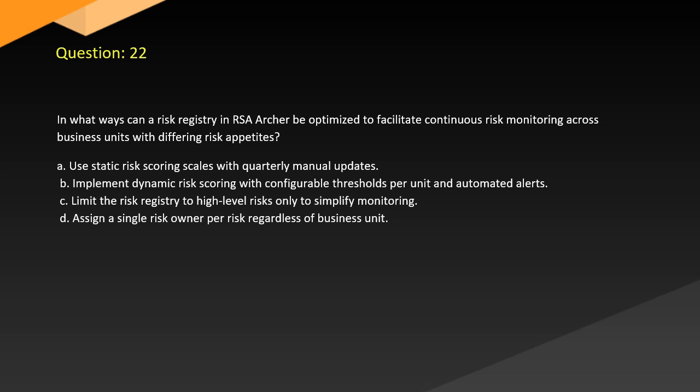Question 22. In what ways can a risk registry in RSA Archer be optimized to facilitate continuous risk monitoring across business units with differing risk appetites? A. Use static risk scoring scales with quarterly manual updates. B. Implement dynamic risk scoring with configurable thresholds per unit and automated alerts. C. Limit the risk registry to high-level risks only to simplify monitoring. D. Assign a single risk owner per risk regardless of business unit.